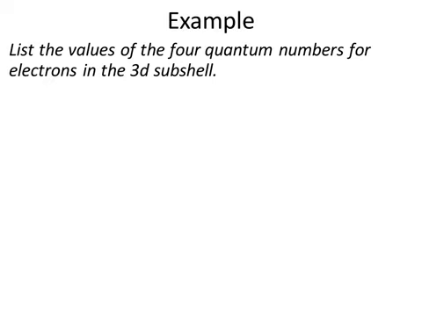Now it says, list the values of the 4 quantum numbers for electrons in the 3D subshell. Okay, now it's telling us a specific subshell here. The 3 again means your energy level, so that means it's going to be quantum number 3. So n is going to be equal to 3.